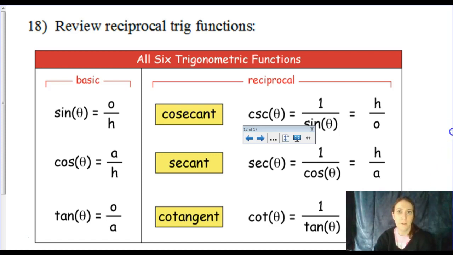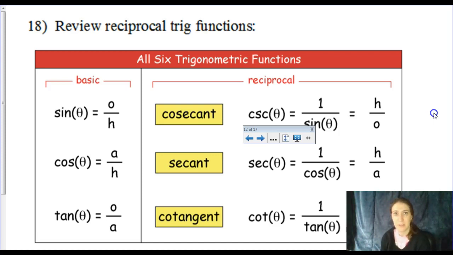Alright, so we have to talk about the reciprocal functions, and we didn't do a great deal of this in Honors Algebra 2, but the regular Algebra 2 kids who took the Trig course, you probably did a lot of work with the reciprocal functions. Now, do not confuse reciprocal functions with our inverse functions. They are not the same thing. We'll talk about the inverse functions later on.